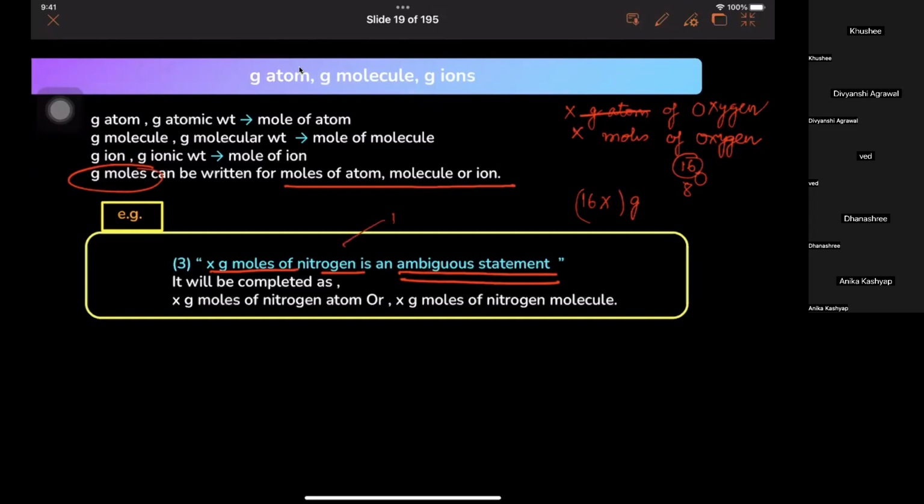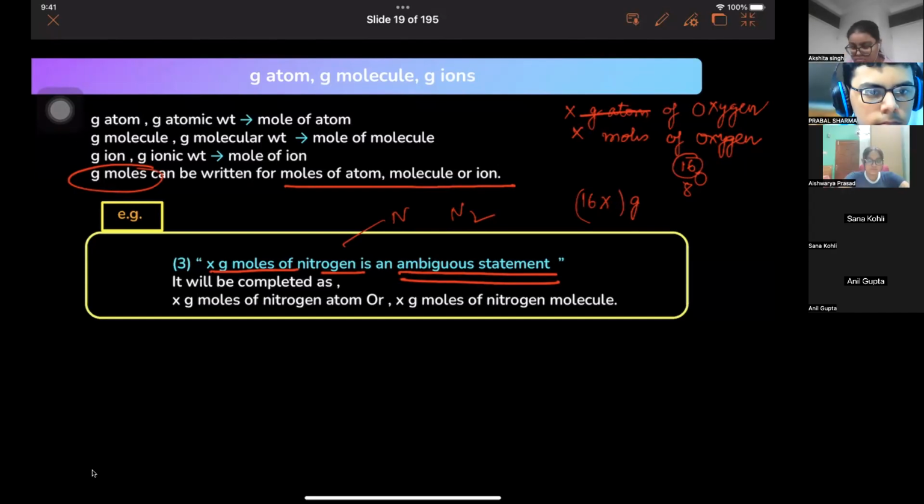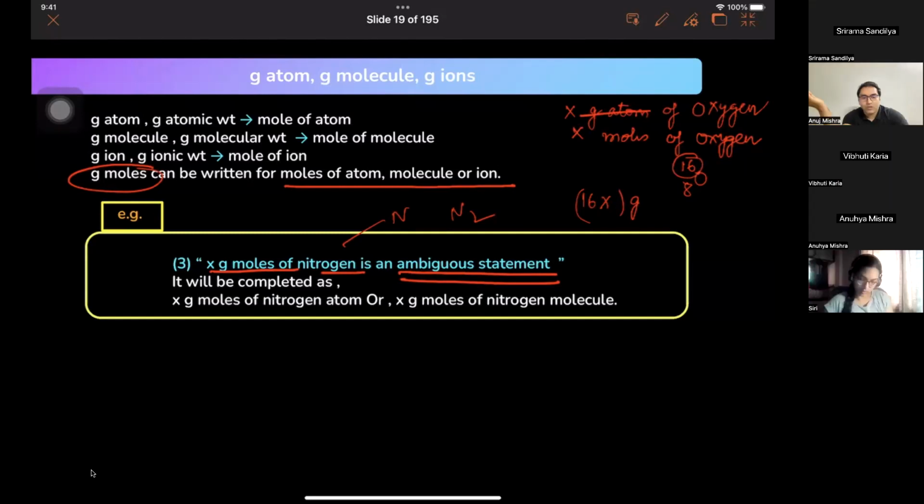So is it N or is it N2? We can't say, because gram moles is valid for both. Gram moles is valid for atoms also and molecules also. So it can be N or N2 both. So unless you give me clarity, I cannot solve this question. Simple. That's why this question will never be asked. X gram moles of nitrogen.